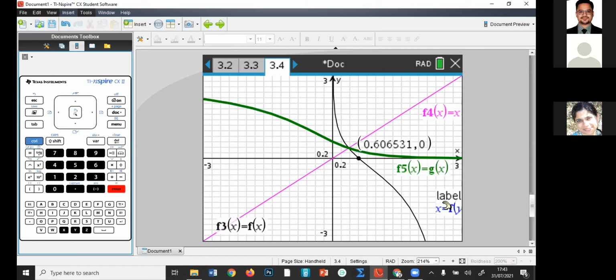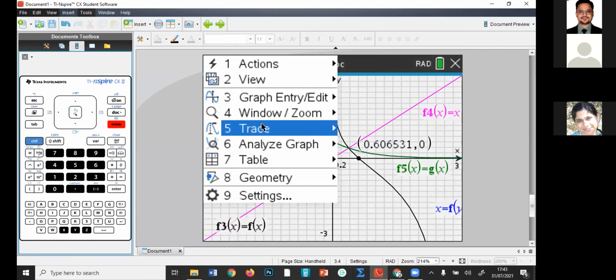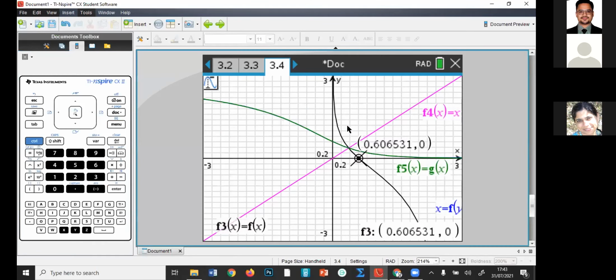Sketch the graph of y equals f inverse x, showing any axis intercept and giving the equation of any asymptote. So out here, your horizontal asymptote will be your x-axis, and the line y is equal to 3. And this point will correspond to (0.606, 0). So if you wish, you can again go and trace it, graph trace. You can quickly see where it is. Y-intercept, enter, and this is your graph.